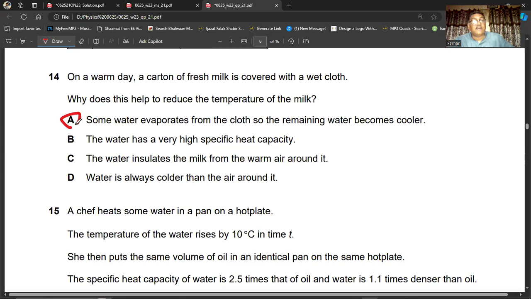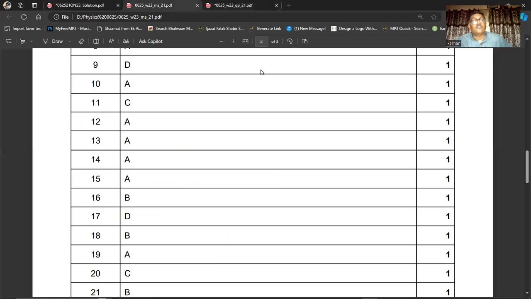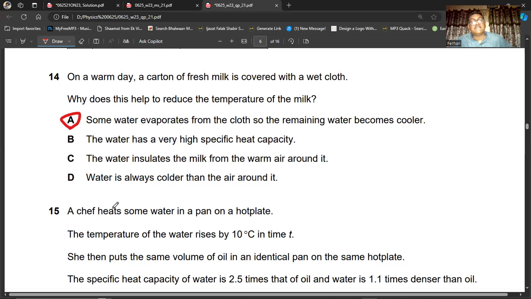That is the right choice, sir. The water has a very high specific heat capacity. The water insulates the milk from the warm air around it. The water is always colder than the air around it. That all is nonsense. Question number 14, A is the right choice, sir.